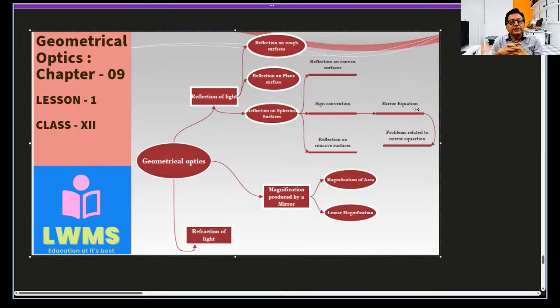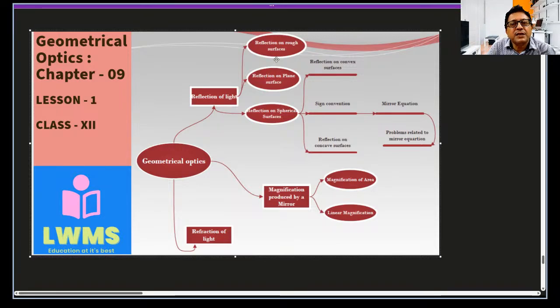Geometrical optics. Two main topics are there. One is reflection of light and the other one is refraction of light. Refraction will start after finishing reflection.